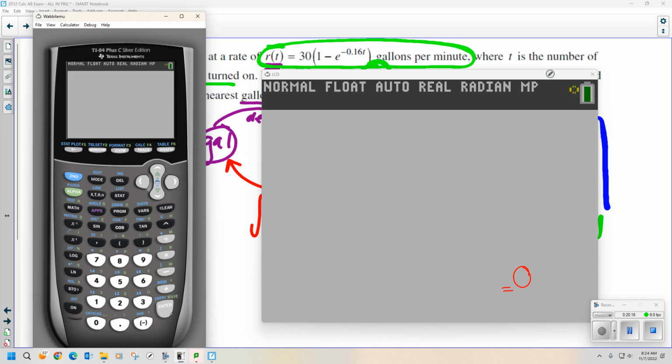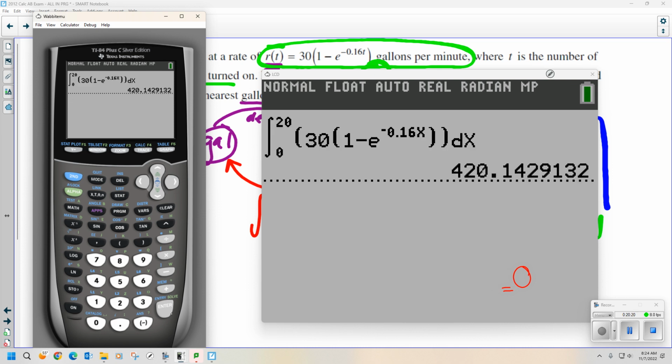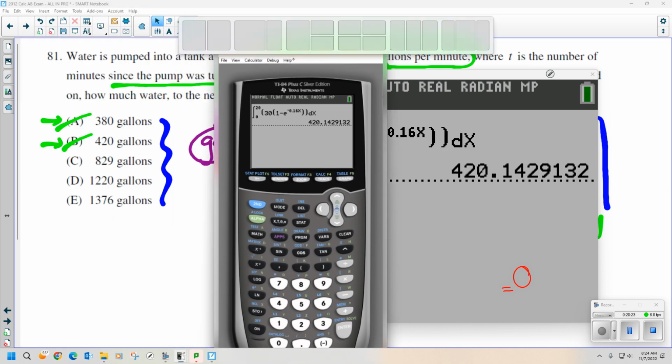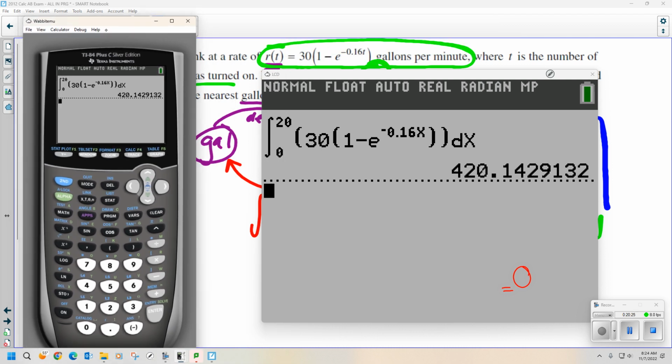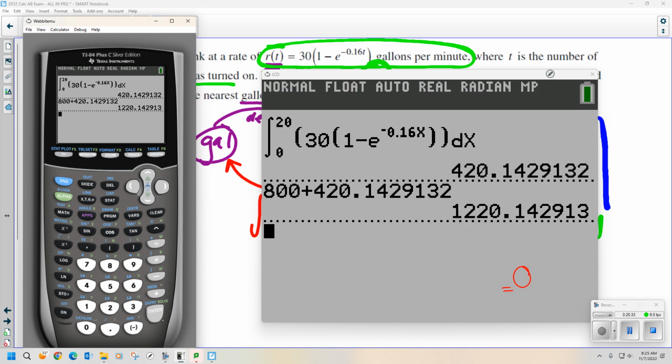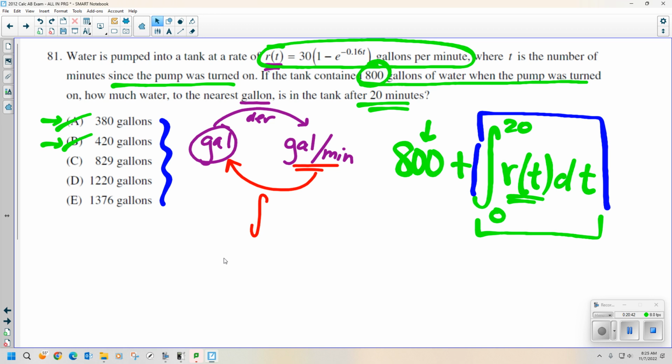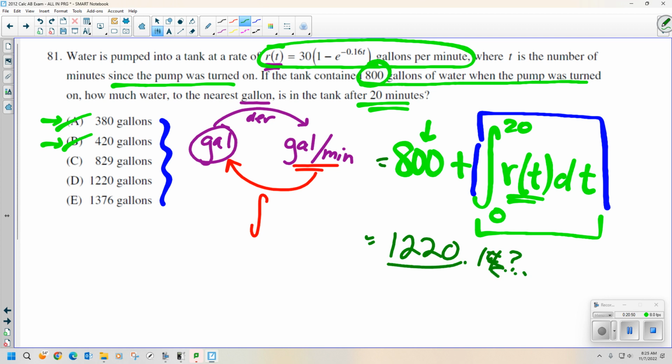I guarantee you right now, without adding the 800, 420 is there. And that's choice B. Look at that. That is choice B. But I need to take 800 and add it to this answer right here, because 800 gallons were already in there. So I should have 1,220 gallons. That's rounded to the nearest whole number, the nearest gallon, 1,220. So this, my friends, is 1,220 point, I don't know, it was 1.4 or something. But 1,220 gallons. Choice D.